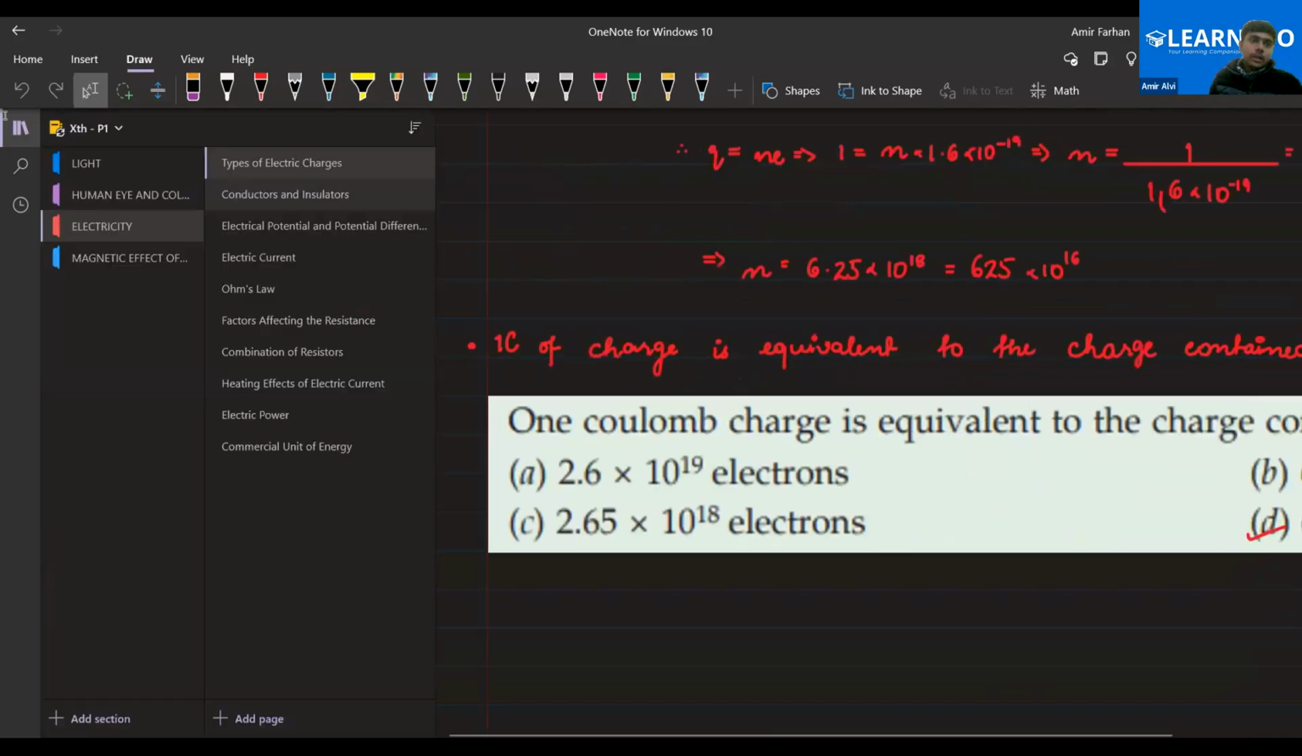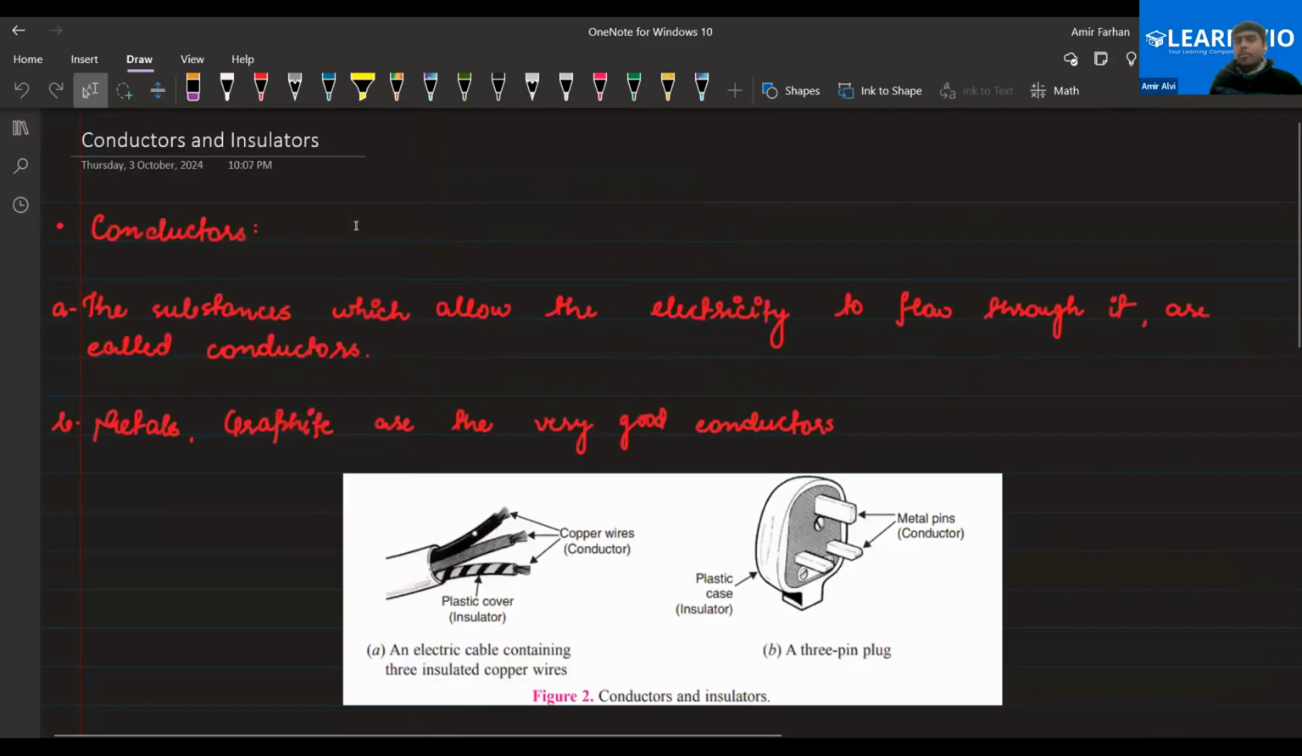Now let's talk about the next thing, conductors and insulators. Conductors are those materials which allow electrons to flow through them. This is the simple definition of conductors. Examples of conductors are metals and graphite. Next are insulators. Insulators are those materials which do not allow electrons to flow through them, like wood, plastic and rubber. These are good examples of insulators. Is that clear to all of you?